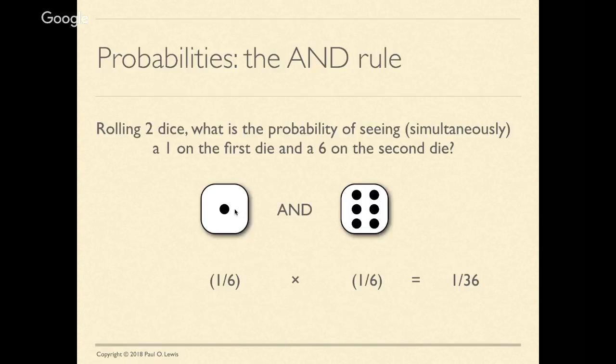The AND rule is used whenever you would naturally use the word AND in a statement of the desired probability. For example, the probability of seeing a 1 on one die and a 6 on a second die is 1/6 times 1/6, or 1/36. We used AND because we wanted the joint probability of two separate events, and we get this probability by multiplying the two individual probabilities together.